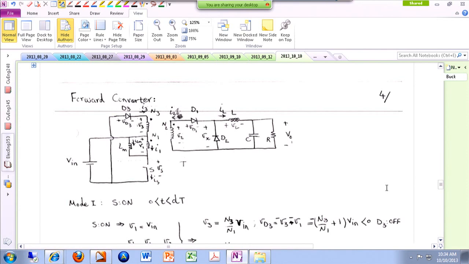This one is called the forward topology. Okay. So here's the circuit diagram. As you can see, we have this transformer over here.